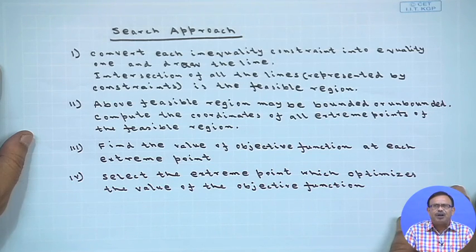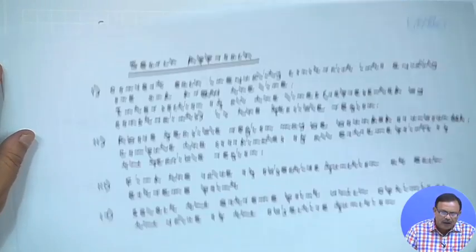Intersection of all these lines will give you the feasible region. From the feasible region, now compute two things. One is the extreme points of the feasible region. Next, at each extreme point find the value of the objective function, and the extreme point which gives the optimum value of the objective function will be your required solution.